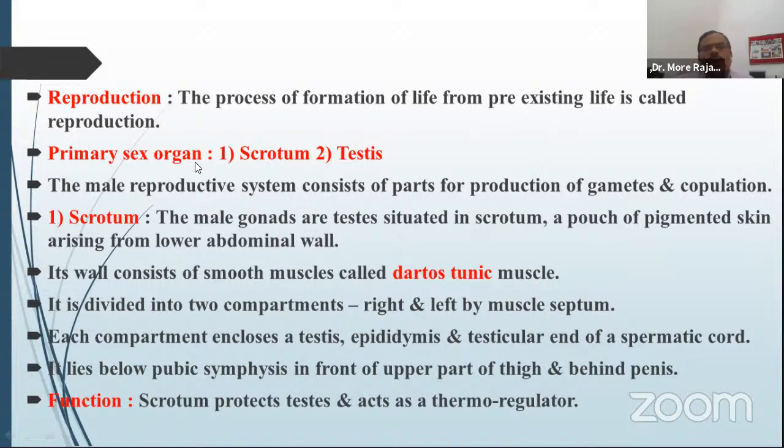When you come to the primary sex organs, there are two: one is the scrotum and another is the testis. Now let us consider information about the scrotum. Inside the scrotum the testis is present, and the male reproductive system consists of parts basically for the production of the gametes, that is the male gametes called sperms or spermatozoa, and for copulation.